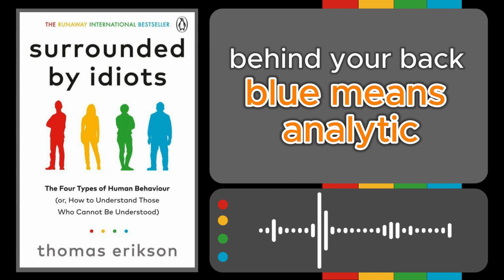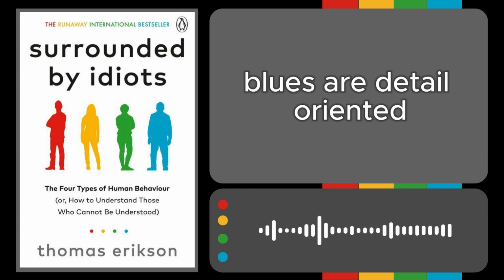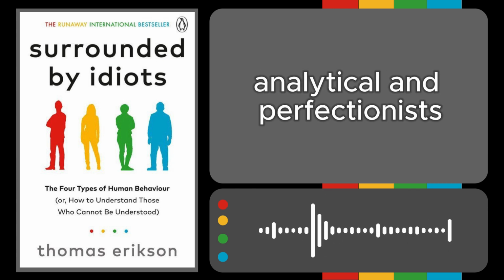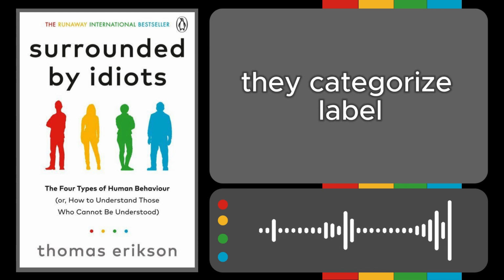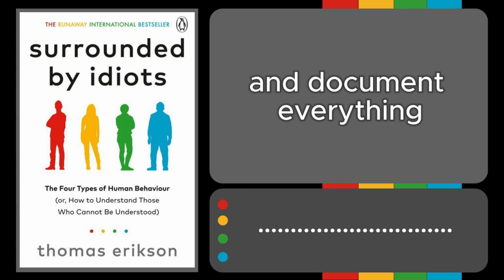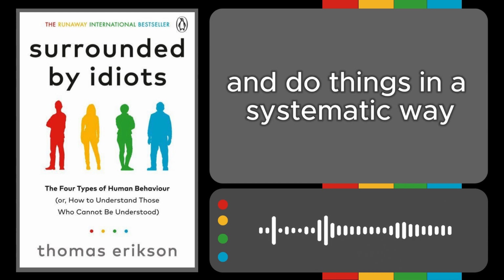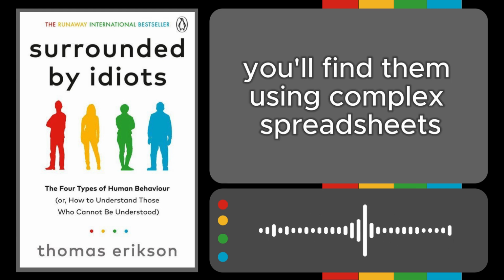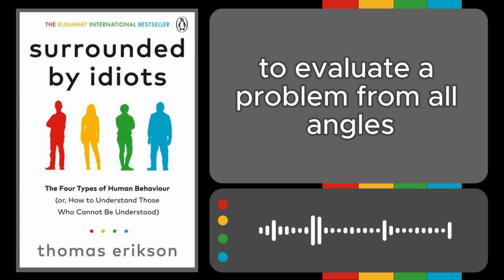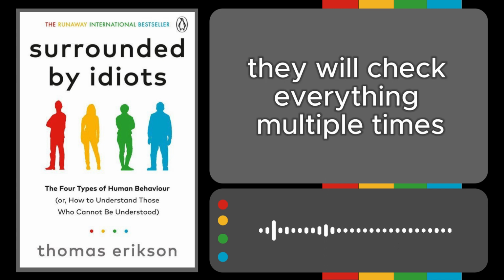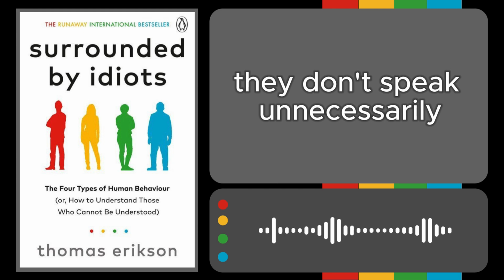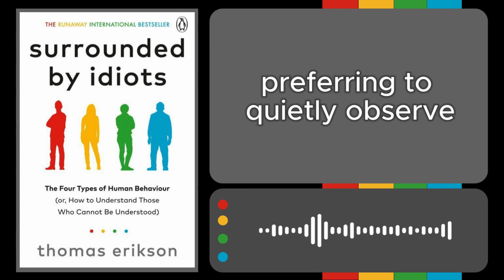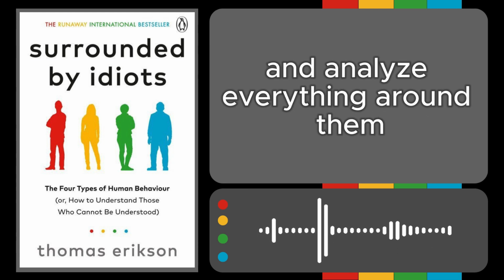Blue means analytic. Blues are detail-oriented, analytical, and perfectionists who seek to have the right answers to everything. They categorize, label, and document everything, and do things in a systematic way. You'll find them using complex spreadsheets and decision-making tools to evaluate a problem from all angles. They will check everything multiple times and insist on contingency plans before taking action. They don't speak unnecessarily, preferring to quietly observe and analyze everything around them.